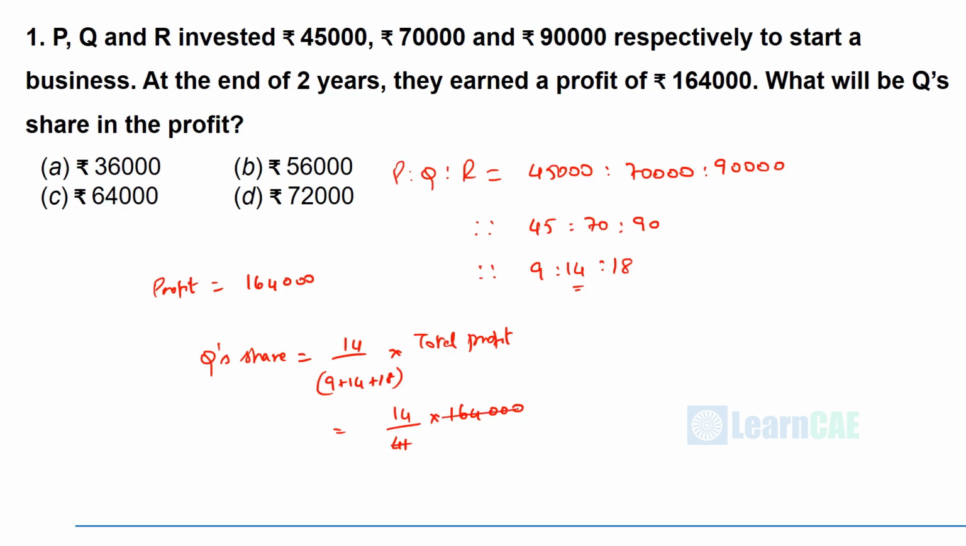So this will be 4,000. Okay. So 14 into 4,000 is 4 4s are 16, 1 4 is 4, 5. So Q's share will be 56,000. The answer is B.